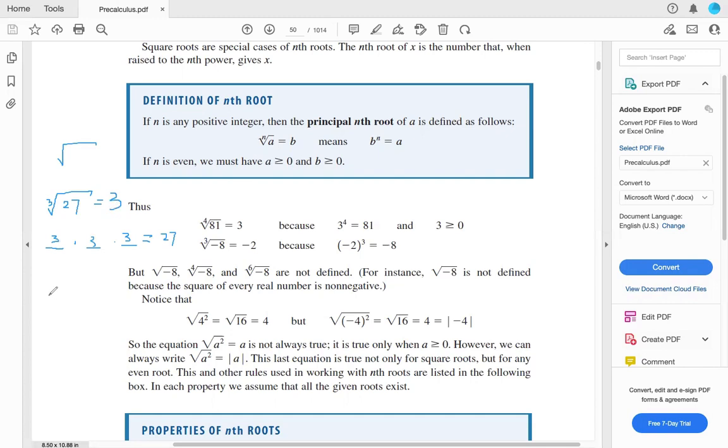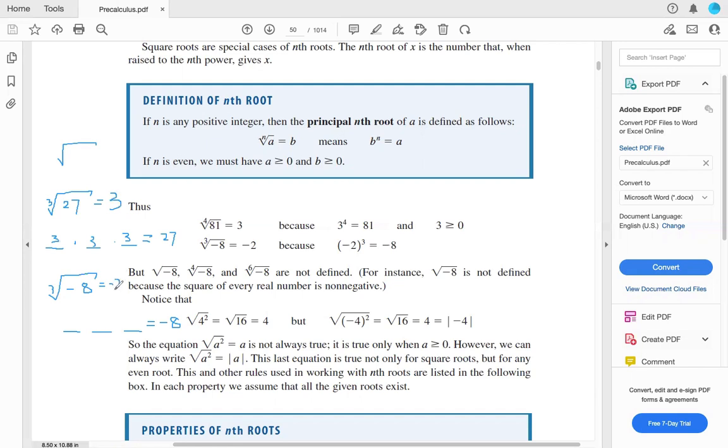Sometimes we expect to see a negative number, like the third root of -8. What does this equal? I need 3 numbers multiplied together that equal -8. So which numbers are these? Let's try -2. -2 times -2 times -2 gives you -8.